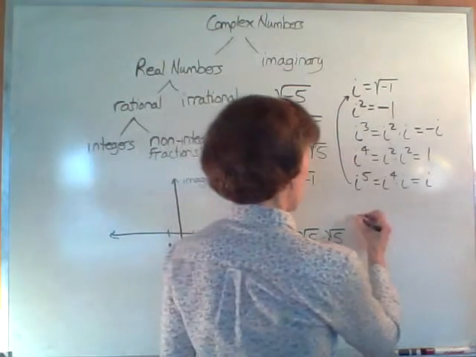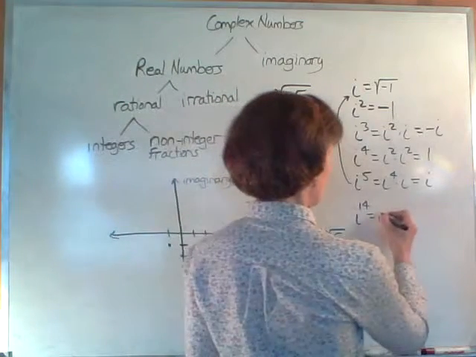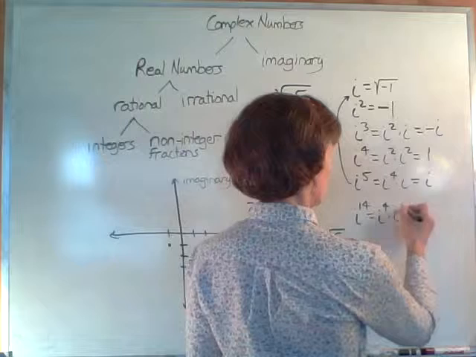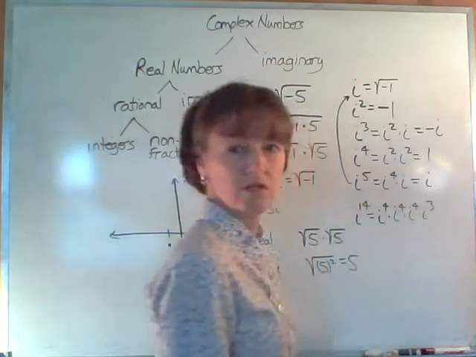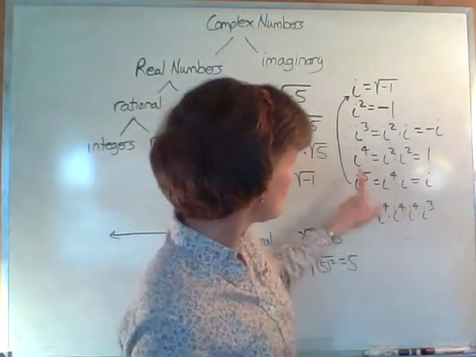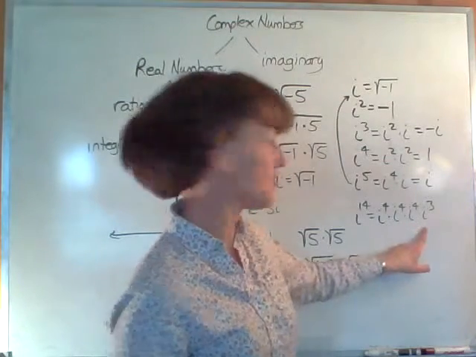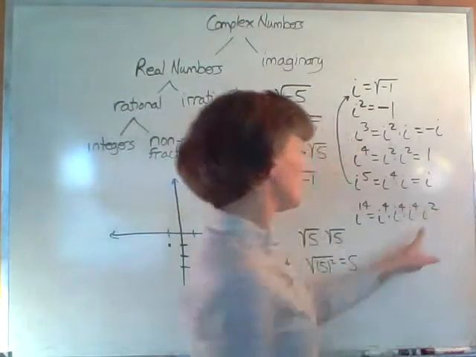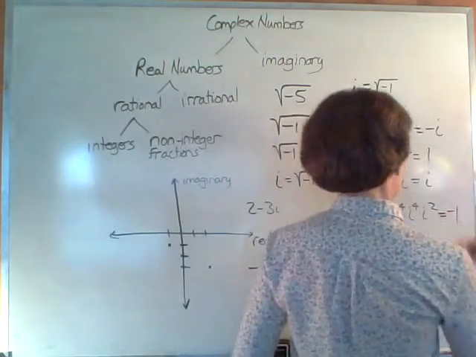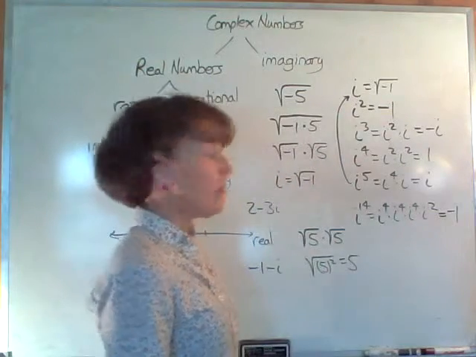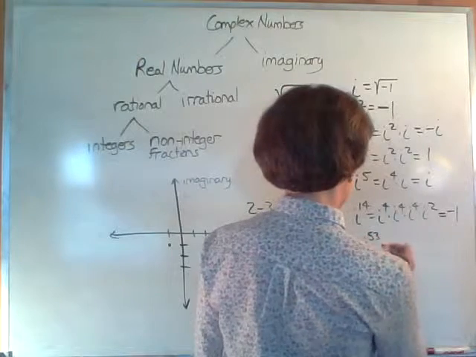So what about something like i to the 14th? Well, i to the 14th can be written as i to the 4th times i to the 4th times i to the 4th times i squared. Each of these i to the 4th is just 1, so I've got 1 times 1 times 1 times i squared, and i squared is -1, so i to the 14th is -1.